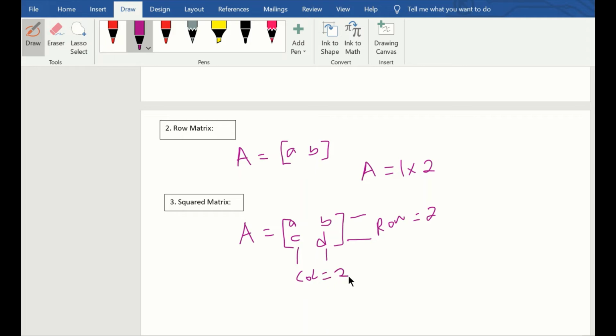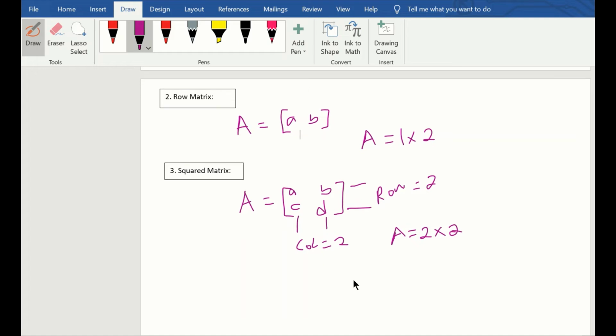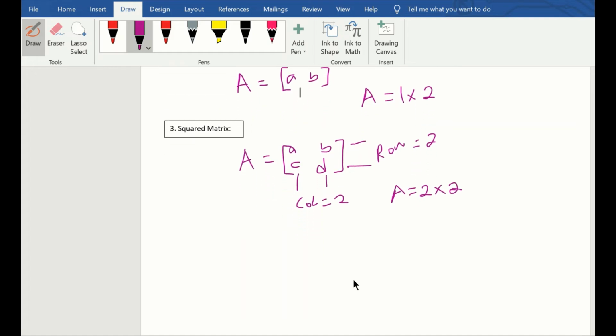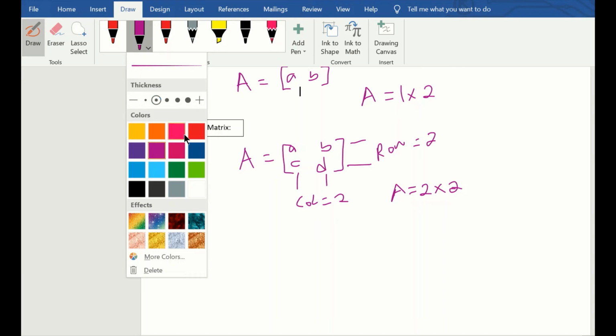So matrix A is equal to 2 by 2. The first 2 represents the number of rows, and the second 2 represents the number of columns. Because the number of rows and columns are the same, it is called a squared matrix. So a 2 by 2 matrix is a squared matrix. Let me give us another example of a squared matrix.